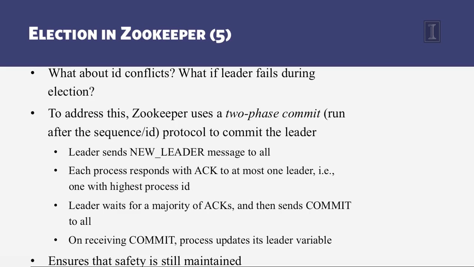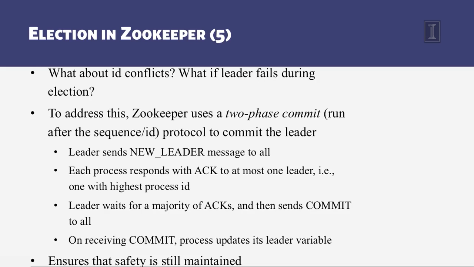Each process that receives a new leader message waits for a while. It might receive new leader messages from multiple prospective leaders. It responds back with at most one ACK message, with at most one vote message, and it sends it back to that potential leader that has the highest process ID. Now, what does the leader do? Well, the leader waits for a majority of processes to send it back ACKs.